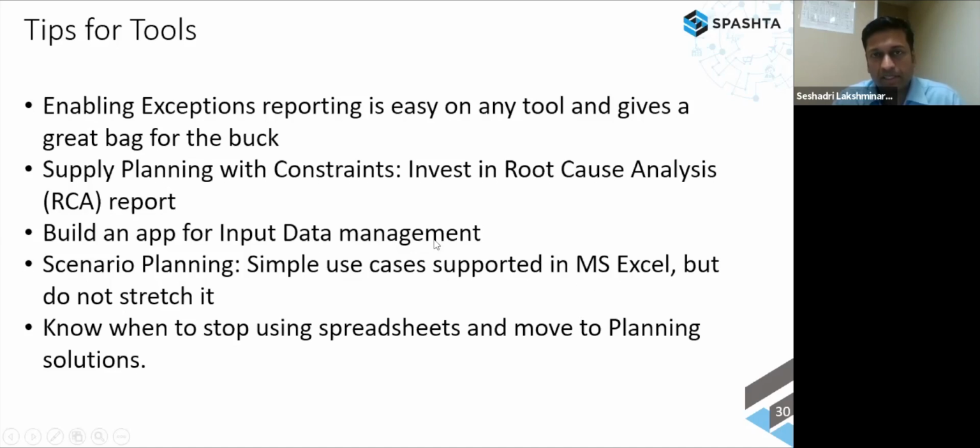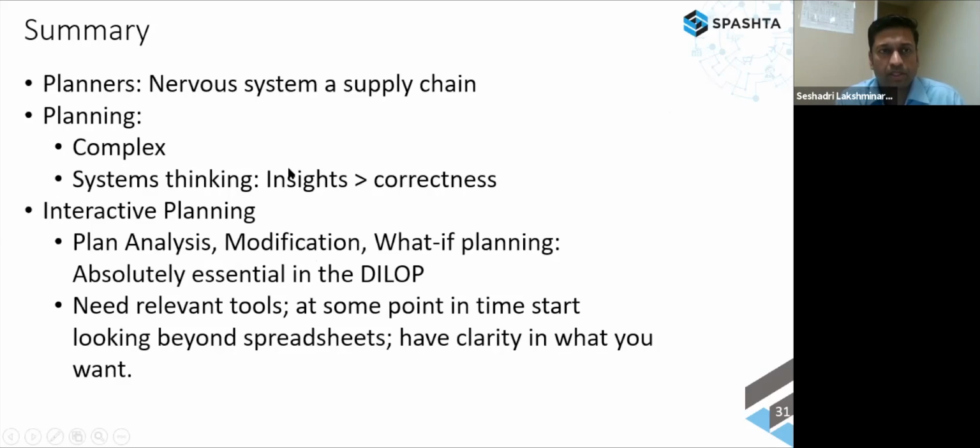It's very important. I think we mentioned that input data is so important. It's not to do with interactive planning, but it's something that can have a lasting effect on the quality of the plans. Invest in root cause analysis, reports, and exception reporting. So these are the summary of some quick tips that I thought would be useful for planners.